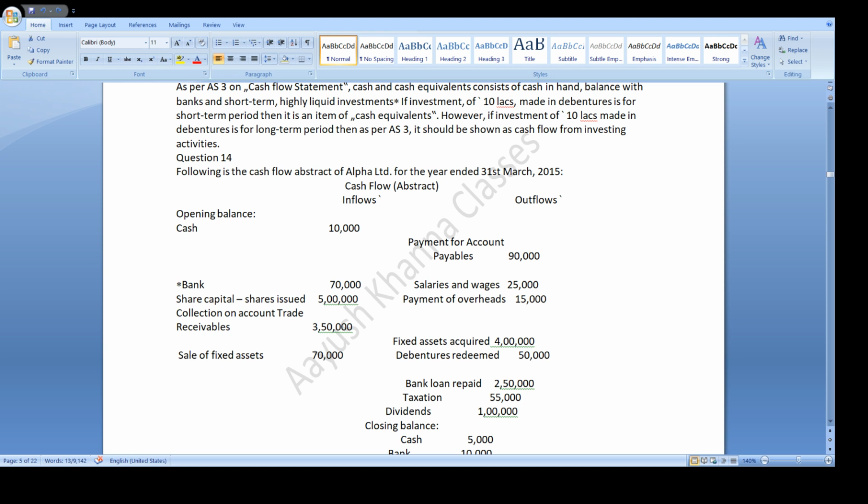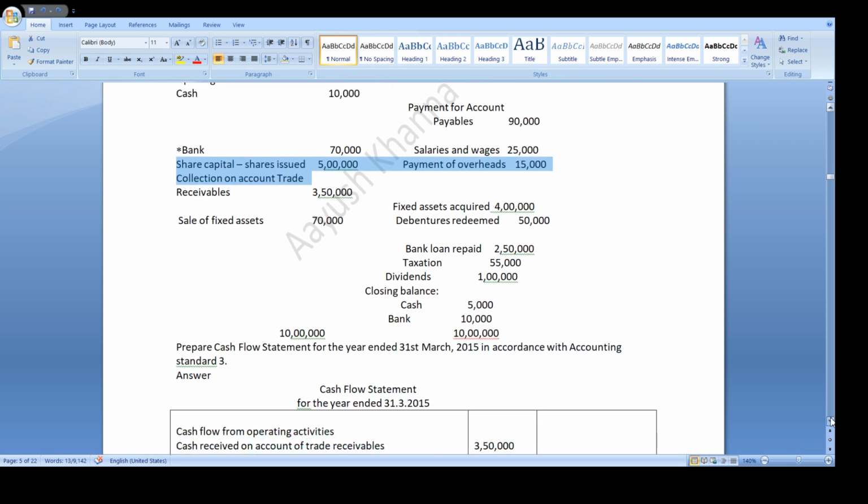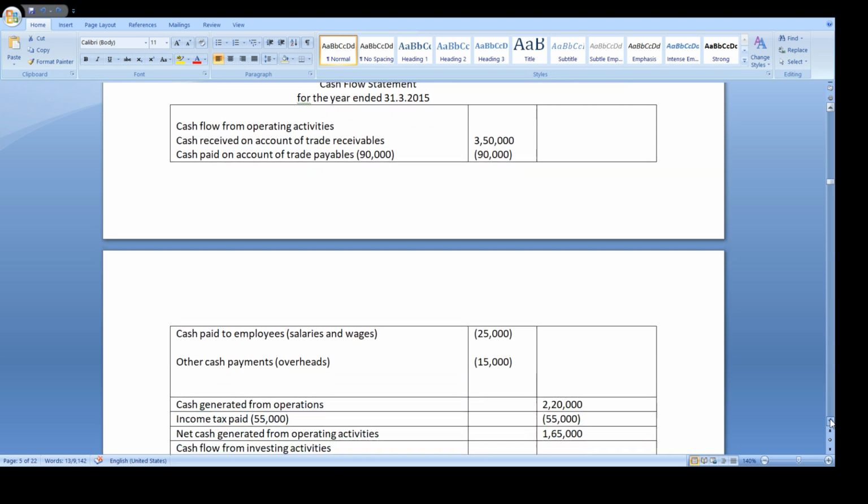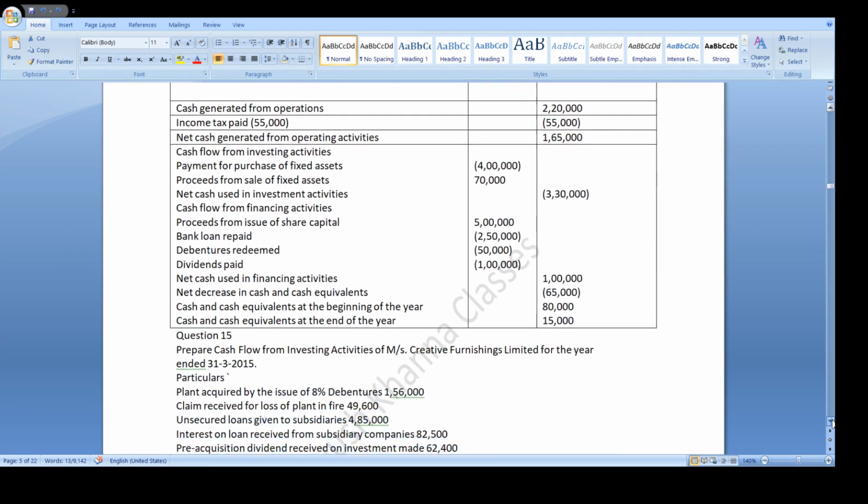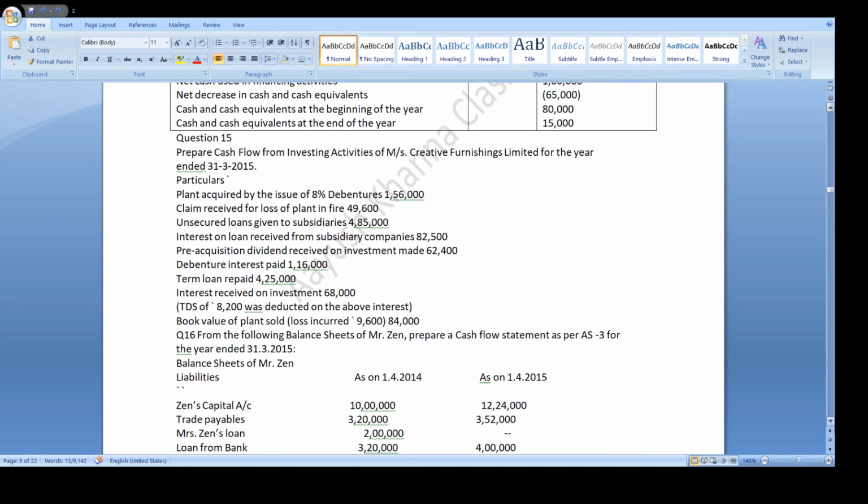So then in the final answer, you have to add the opening balance of cash, and you'll get the closing balance of cash and bank. Okay, I hope you got it.